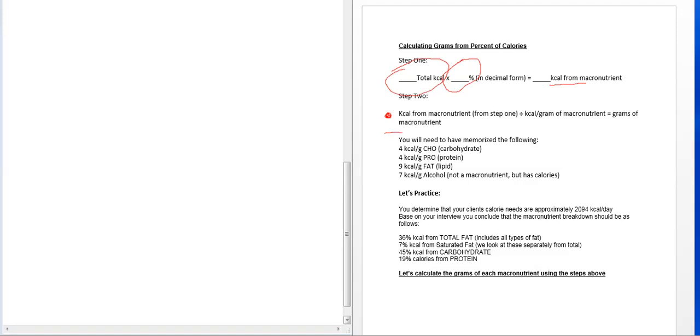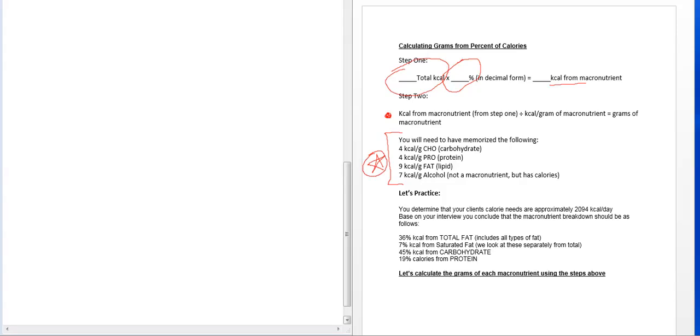Now, this next section where it says how many calories per gram for each macronutrient is to be committed to memory. So you should know that it's 4 calories per gram of carbohydrate, 4 calories per gram of protein, 9 calories per gram of fat, and 7 calories per gram of alcohol. Alcohol is not a macronutrient, but it does have calories. For today's example, we're not going to include alcohol calories, but that is an important thing to realize.